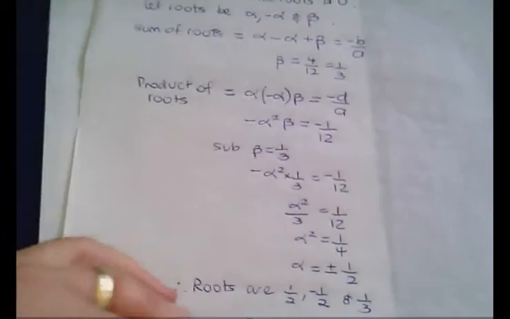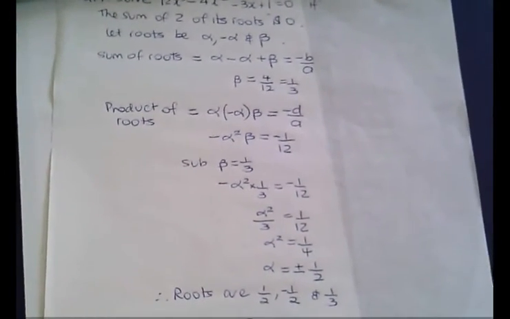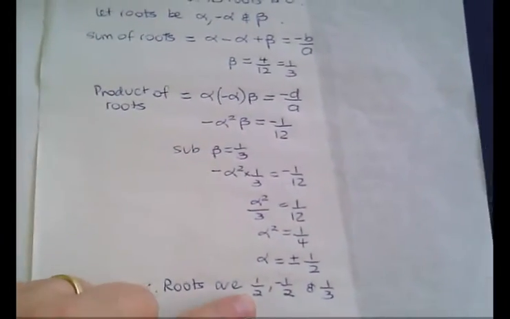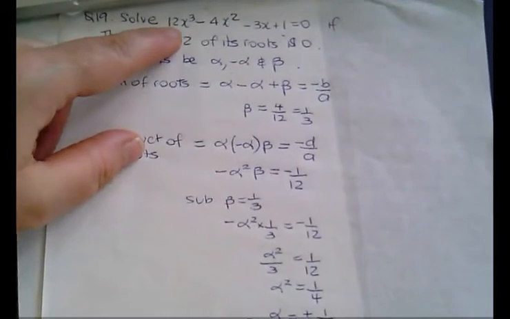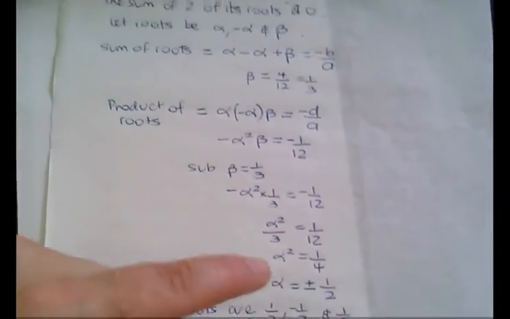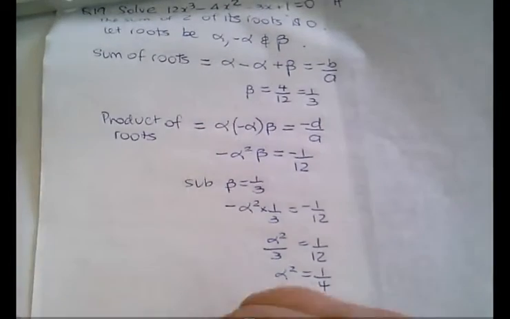Now when it says solve the equation, you're finding the roots of the equation. That's your solution. That's what x is. So if I substituted x is a half into my original polynomial, I should get 0. If I substitute x is negative a half, I should get 0. Let's just check. So that's what solve means, find the roots.